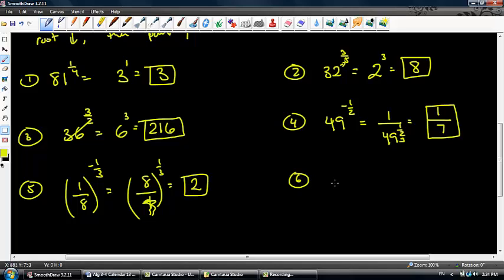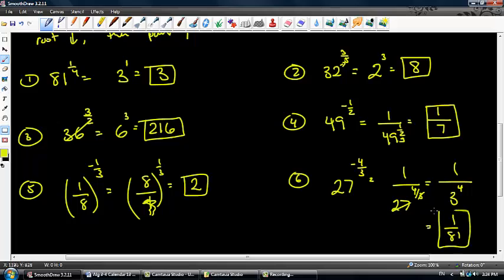Okay, one last one, sorry. 27 to the -4/3 power. So again, 1 over 27 to the 4/3. Well, the third root of 27 is 3, and we're going to take that to the 4th power, which is 1/81. Okay, let's take a look at some other versions of this.